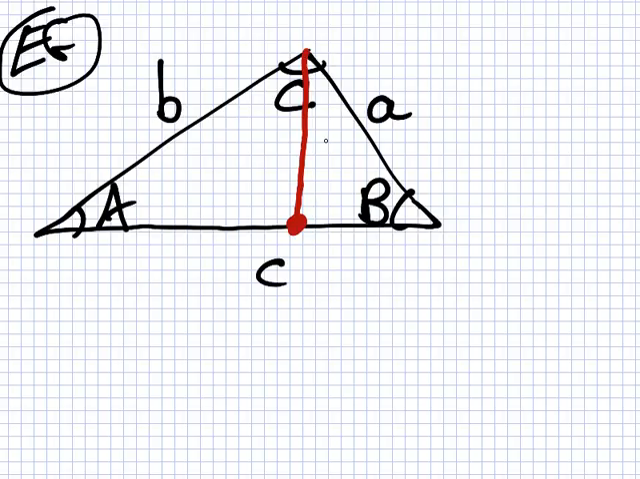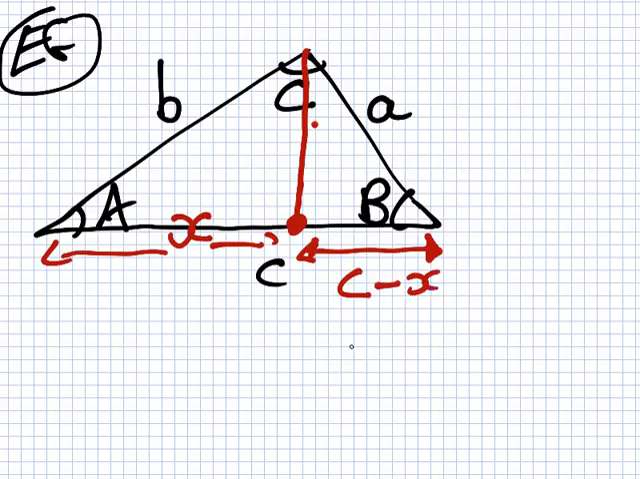Right, this time I'll look at the other side. So I'll call this side here X, from here to here. So how big would this piece here be? C minus X. Yeah? And I'll call this one H now.